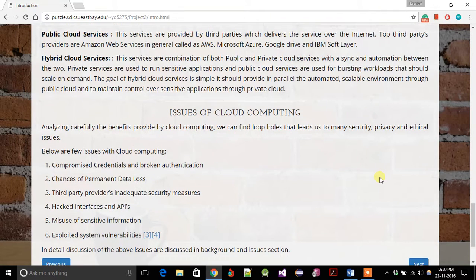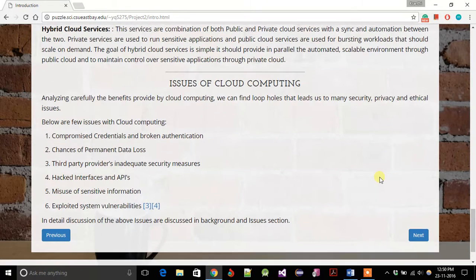These are the main issues of cloud computing: compromised credentials and broken authentication, chances of permanent data loss, third-party providers, inadequate security measures, hacked interfaces and APIs, misuse of sensitive data, and exploited system vulnerabilities. Here we have navigation to the next page.